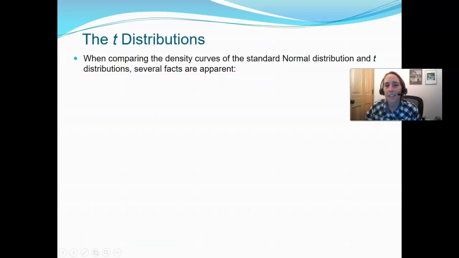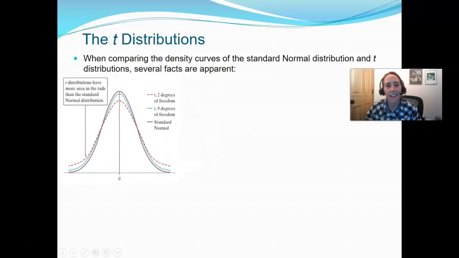When comparing the density curves, we can see here they show the standard normal curve. If you can see that, that's in purple. Then we have degrees of freedom with 9 degrees, so that would mean that your sample size in here would equal 10. Your sample size here of 2 degrees of freedom, then your sample size is 3, and that's the standard normal curve.